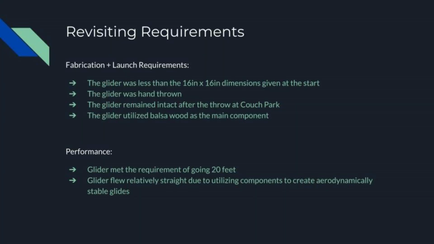So revisiting the initial requirements, the fabrication and launch requirements were that the glider was less than the 16 by 16 dimensions given at the start, the glider was hand thrown, the glider remained intact, and the glider utilized balsa wood as the main component. As for performance, the glider met the requirement of going 20 feet, and the glider flew relatively straight due to utilizing components to create aerodynamically stable glides.